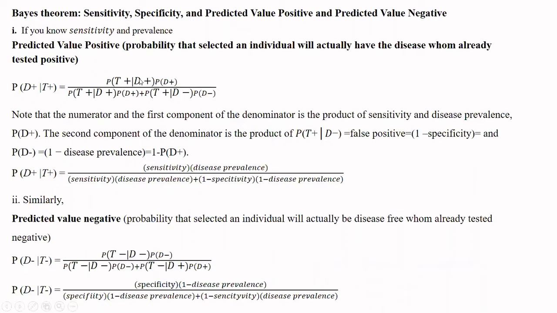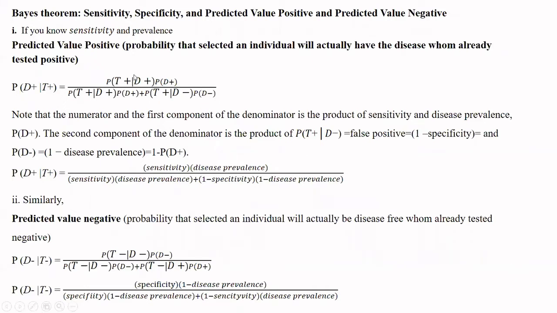This is nothing but the sensitivity. Okay, we know that probability the test will be positive, conditional on the individuals actually having the disease. Then you have to multiply by the probability of D. Probability of D is nothing but the prevalence rate. That is the person actually suffering from the disease. That is called prevalence rate.